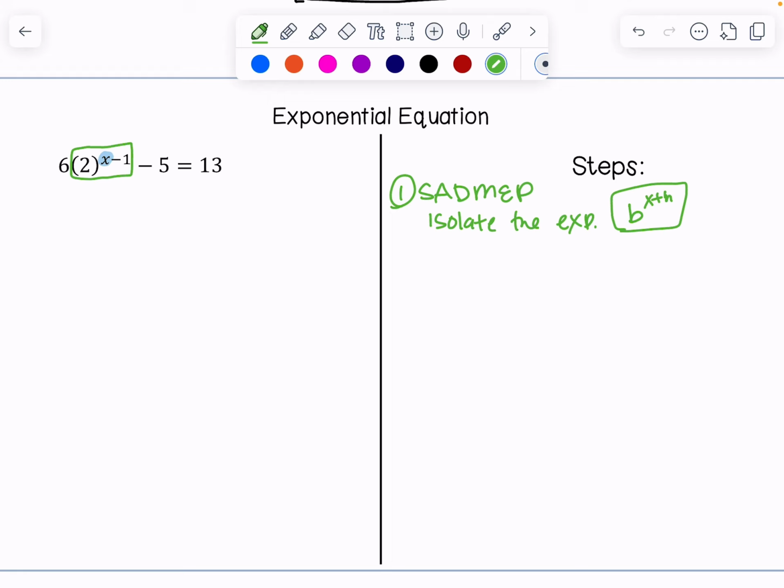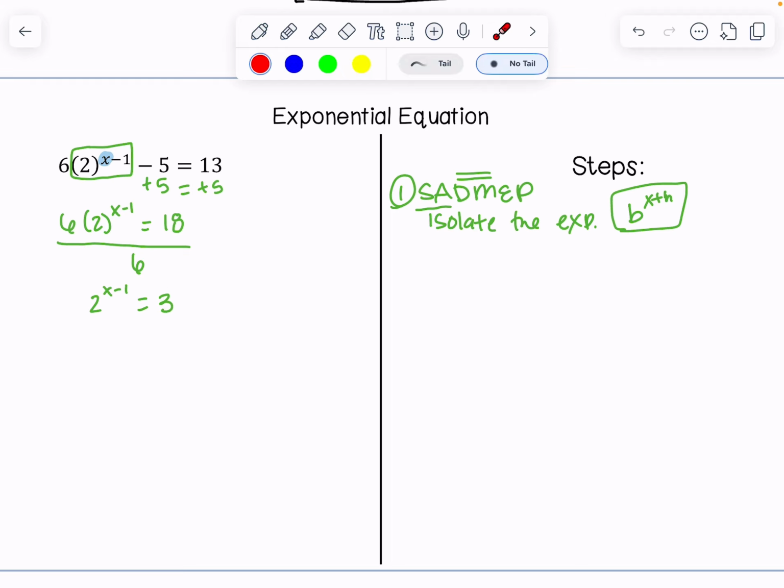Using SADMAP, the first thing I'm going to do is add or subtract to the other side. I can see that I can add 5 to the other side. That's going to give me 6 times 2 to the x minus 1 is equal to 18. Next, we divide or multiply. So now I'm going to divide the 6 to the other side. That's going to give me 2 to the x minus 1 equals 3. At this stage, I have isolated the exponential.